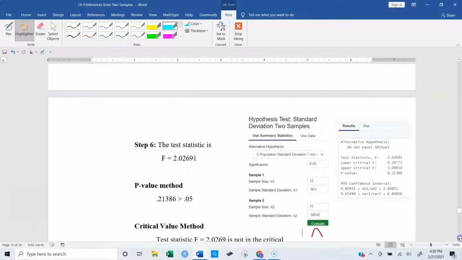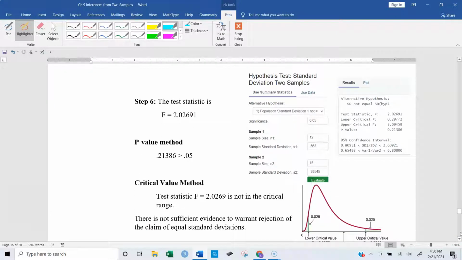All right, so we are in StatDisk now. You're on hypothesis testing. We are doing the standard deviation between two samples. Okay, we have alternative hypothesis: they are not equal. We have our significance level. There were 12 from the first. You typed in your standard deviation of 0.563. There were 15 in the second with a standard deviation of 0.3945.